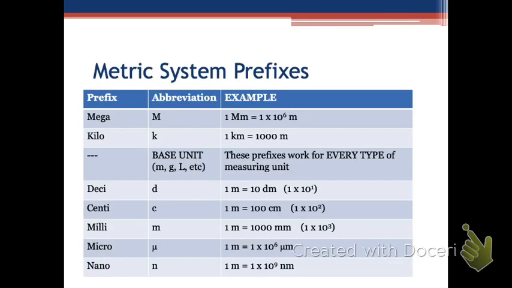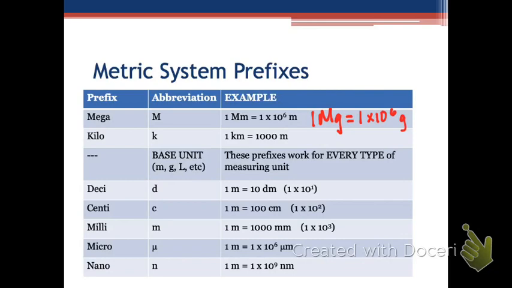The way I ordered this chart, and this is important too, is that I told how many of the smaller unit are in the bigger one. So a megameter, for example, is 1 times 10 to the 6th, or 1,000,000 meters. A megameter is 1 times 10 to the 6th of the smaller unit. The same thing would be true if I said grams. I could say 1 megagram is equal to 1 times 10 to the 6th grams. The same would be true for liters or seconds or whatever else I'm using. Does that part make sense?